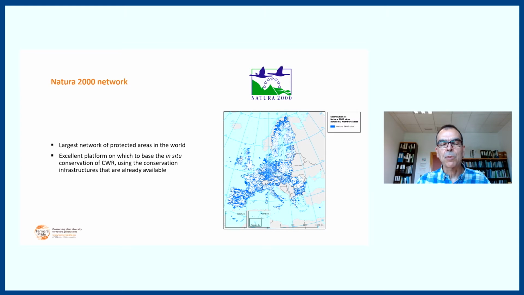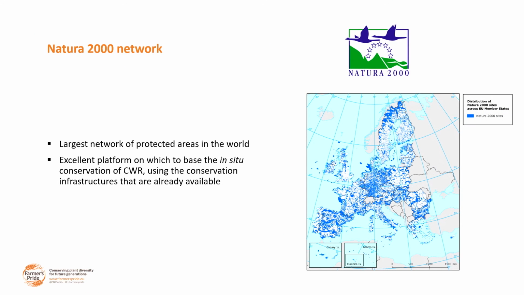As you know, Natura 2000 is a network of protected areas in Europe established as an implementation of the Habitats Directive. It is presently the largest network of protected areas in the world. In the context of this conference, it is also an excellent platform on which to base the in situ conservation of crop wild relatives using the conservation infrastructures that are already available.